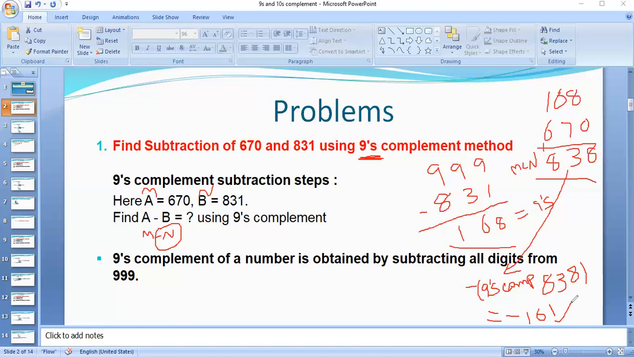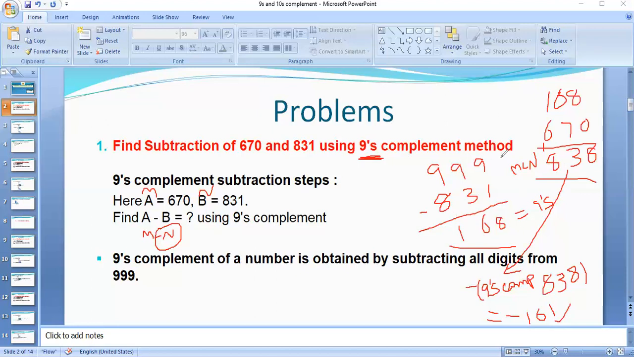Okay, so in the m less than n condition, what are we doing? M less than n means there is no end carry in the result. So what is the additional step we are doing? We put the negative sign in front of the number and again complement that result. So you will get the final difference. Okay, so this is the 9's complement method.